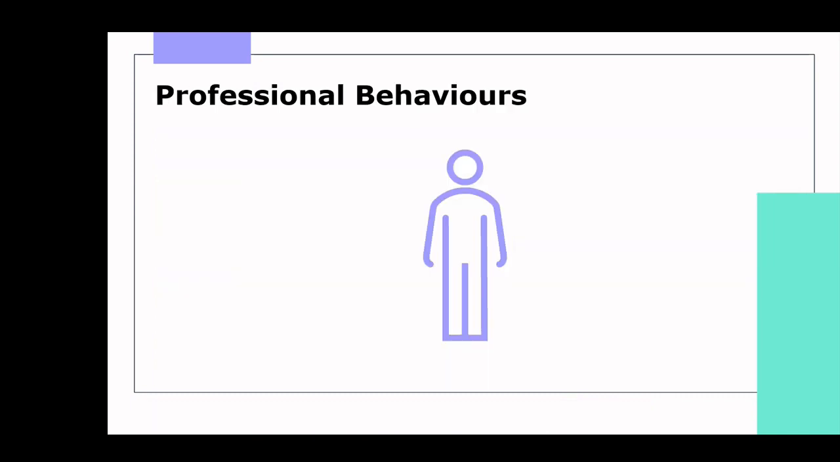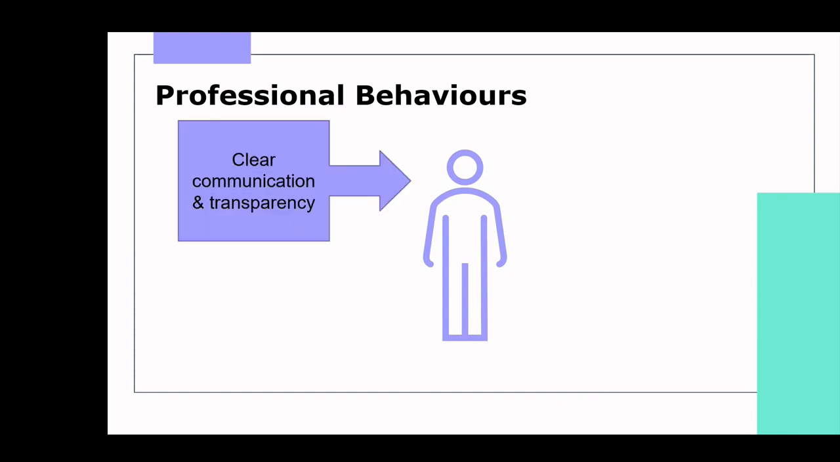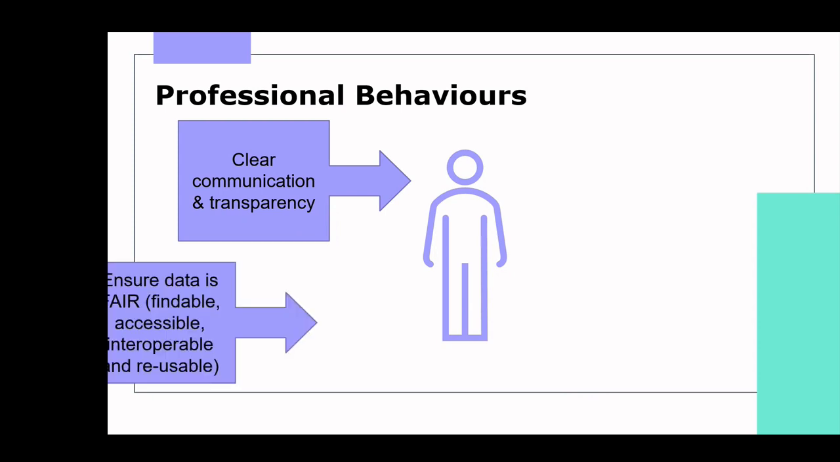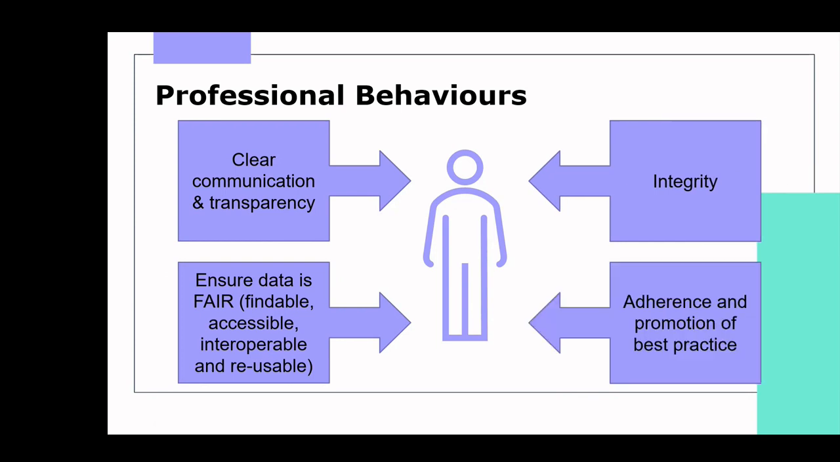And finally, we have professional behaviours. Like we showed before, these build on the foundations of vocational competency and academic skills. Here are some examples of the areas that you can formatively assess at the science T Level. Clear communication and transparency. Ensuring data is FAIR, so that's findable, accessible, interpretable and reusable. Integrity. Adherence and promotion of best practice.